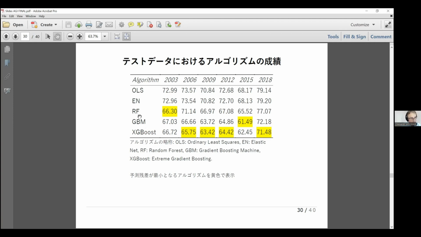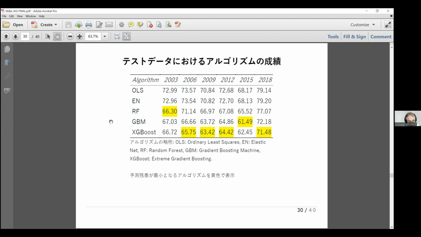You can see that, first of all, both linear models are completely inflexible in prediction. For the typical regression, the prediction error is something like, for example, 2003, 72, 73, whereas machine learning models are roughly 66. A really big gap between traditional regression models and very flexible machine learning models. Out of machine learning, random forest shows the smallest residual, but results are actually not so big.